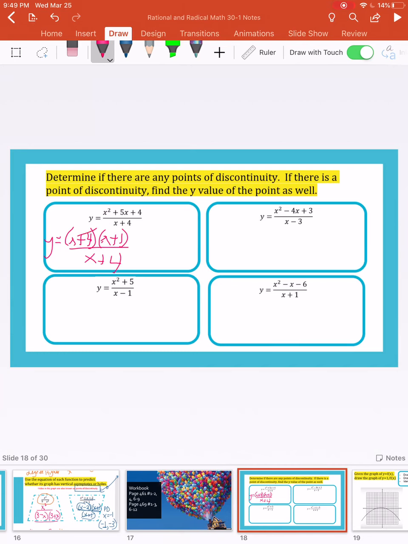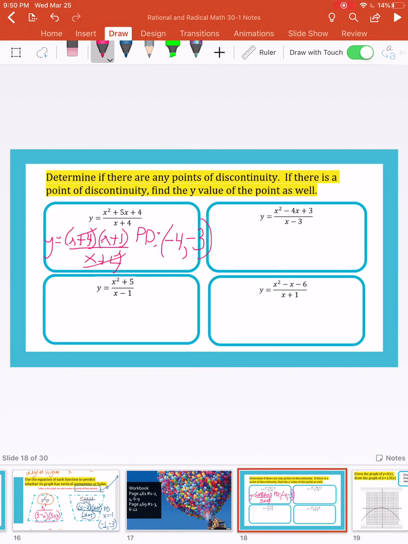The x plus 4s will cancel out, so I know I have a point of discontinuity. So I'm going to call it PD, point of discontinuity. The x value of that point of discontinuity is just the 0 of the factors that you canceled out, so it's going to be -4. The y value of that point of discontinuity you can find by substituting that -4 in. So -4 plus 1 gives me -3. So then my point of discontinuity would be when x is -4, y is -3.